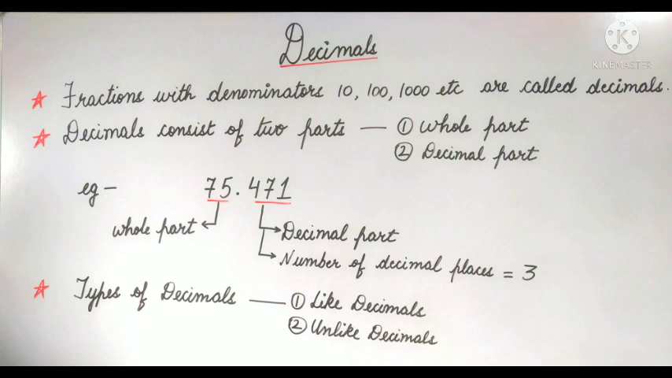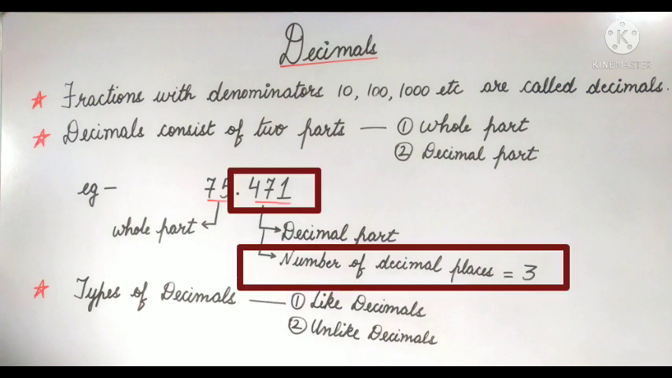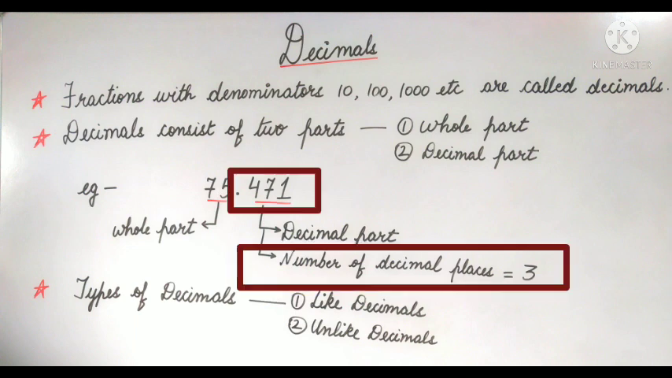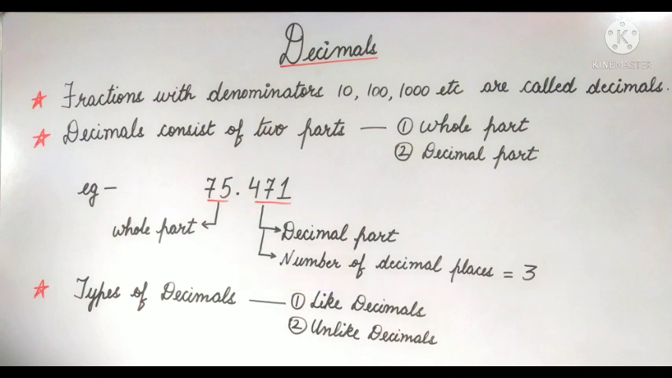The number on the left side of the decimal is called whole part, and the number formed by the digits at the right side of the decimal is called decimal part. The number of digits in the decimal part of the number is known as number of decimal places. For example, we can see here that 471 is the decimal part and the number of decimal places here is 3. And 75 is the whole part.